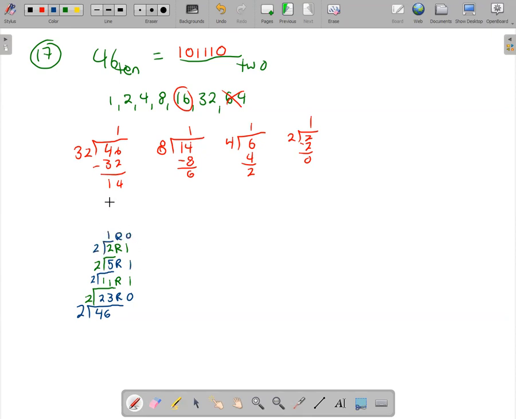That's not the 0 I want. I need it at the top of the division. And then finally 2 goes into 1 0 times, remainder 1, and there's my answer. 1 0 1 1 1 0. So I have above, looking from top down.